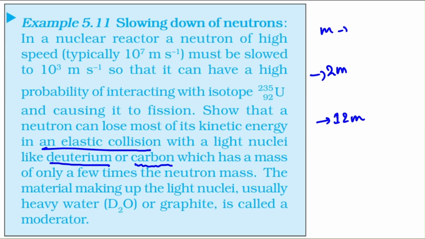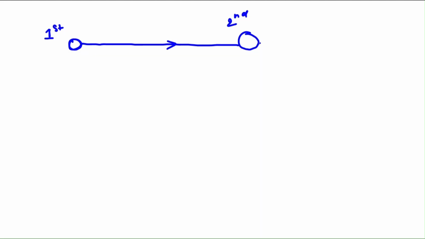Now we will start with this. Here is the neutron. Let's take it as the first body, and here we have the deuterium nucleus. Let's take it as the second body. Now, what will happen? Let's say this neutron comes and hits, and keeping things simple, we will say that this collision is a one-dimensional collision. It means they are moving after the collision along the same line.